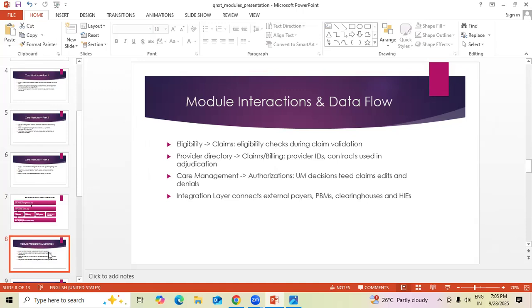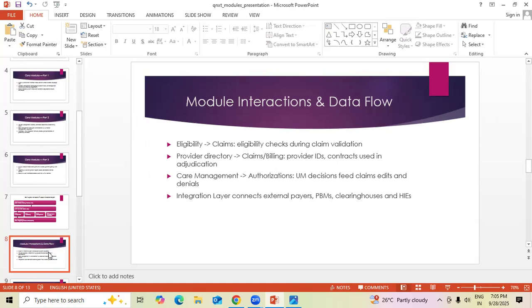So there must be an interaction among these modules, either from the eligibility point of view, at the same time from the provider and directory point of view, as I mentioned. At the same time, care authorizations, whatever decisions we are taking, right? At the same time, claim edits and denials that we are doing. Authorization, I'm referring to the care services that we are providing for customers, something like pre and post authorizations. Everything will be under the module interaction and data.